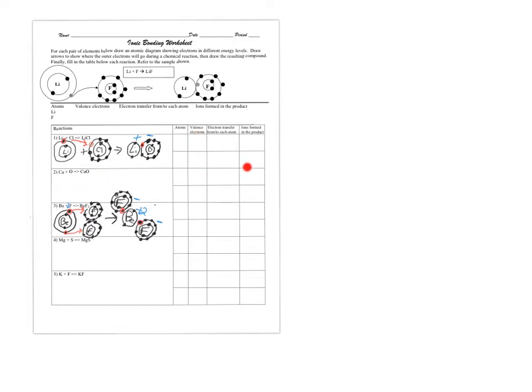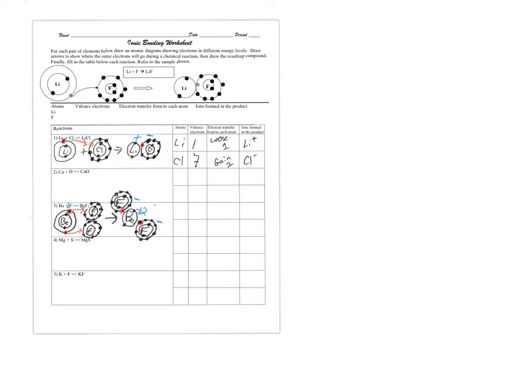I would fill this in first before I start drawing, so you know what atoms you're dealing with. So in the case of lithium and chloride, it would be lithium and chlorine. And the valence electrons for lithium is 1, and the valence electrons for chlorine is 7. Again, you know that by the shortcut I taught you on the periodic table. Electron transfers from each. Lithium's going to lose 1, and chlorine's going to gain 1. Ions formed in the product, you form Li plus and Cl minus.